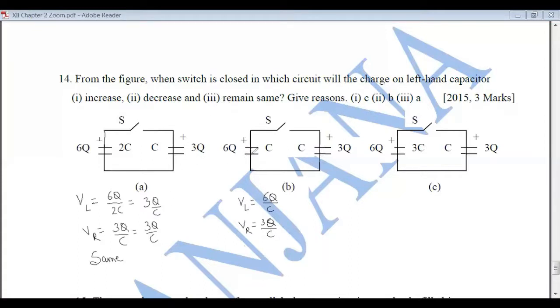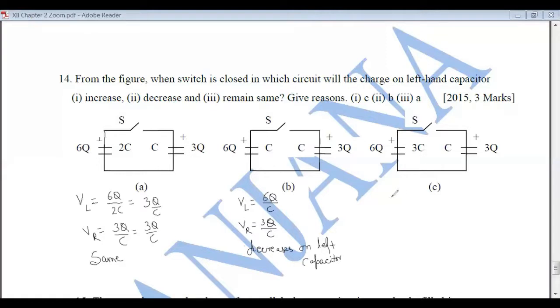Okay, now here the charge on the left capacitor will decrease. Why? Because the charges are flowing from the left capacitor to the right capacitor. So the charges here will decrease on the left capacitor. Decreases on the left capacitor. Why? Because the charges now flow from the left to the right capacitor.